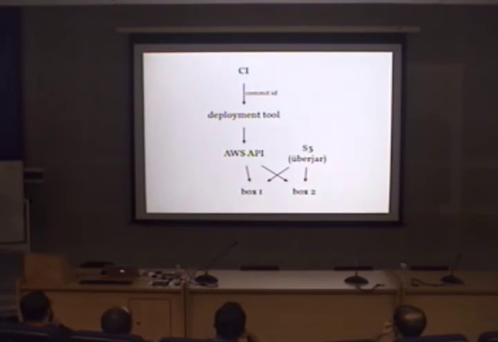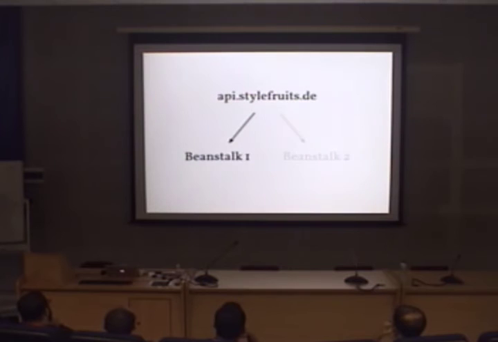What we have is two independent Elastic Beanstalk environments, each of them having 2-3 instances. One of them is serving requests. One of them is passive and doing nothing. And the second one is the one to which we are deploying the application. We upload UberJars, we start it up.